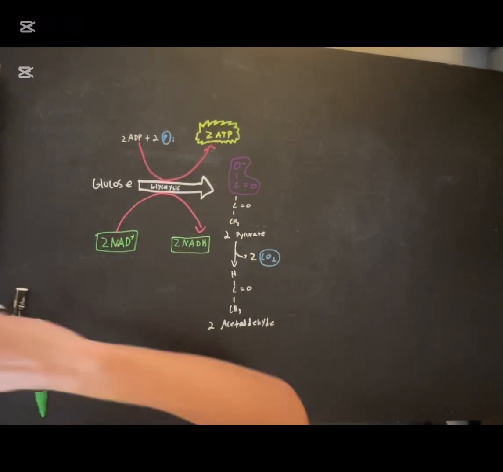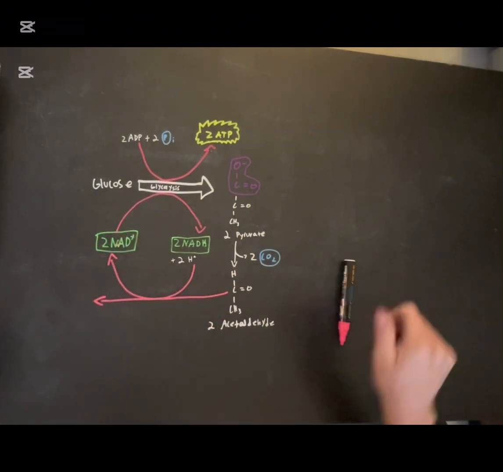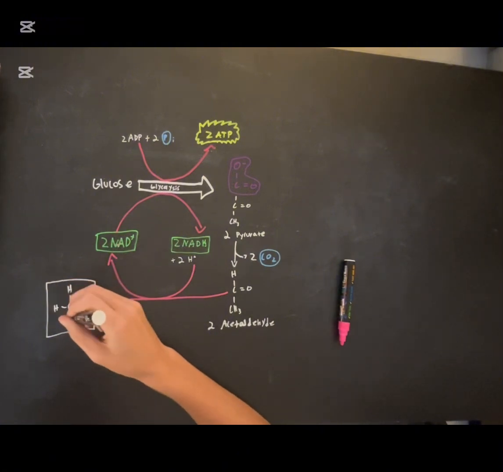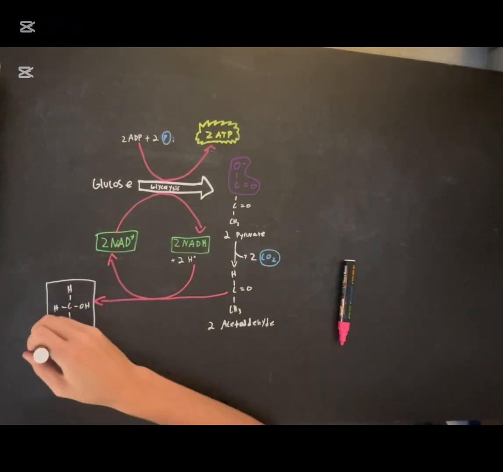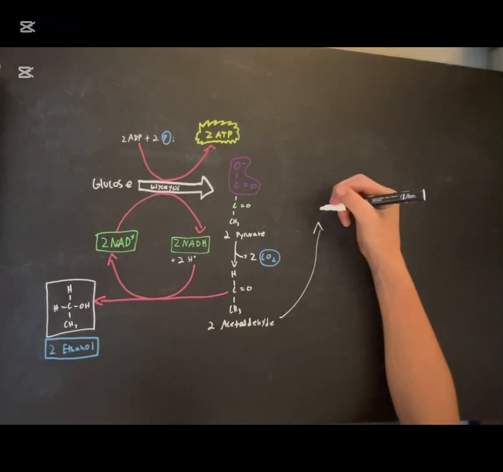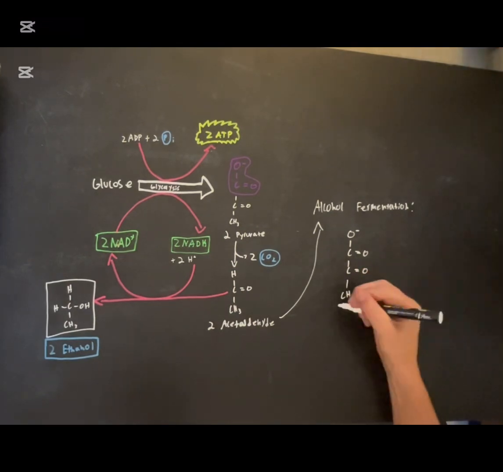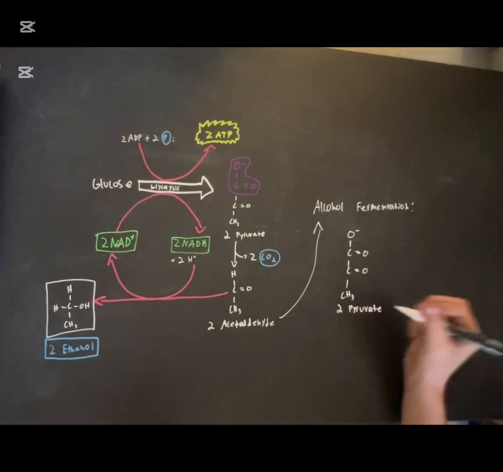Unlike alcohol fermentation, lactic acid fermentation also begins with glycolysis but converts pyruvate into lactic acid instead of ethanol, which occurs in certain bacteria and muscle cells when oxygen is limited. Overall, both fermentation processes enable cells to produce energy without oxygen, but they produce different end products, which I will draw on the right side of the screen right now.